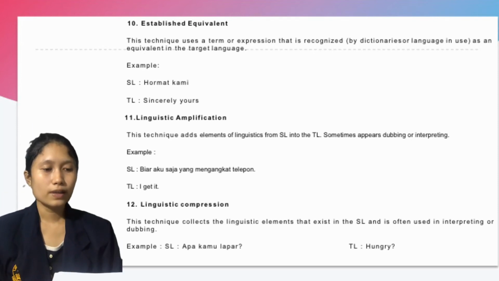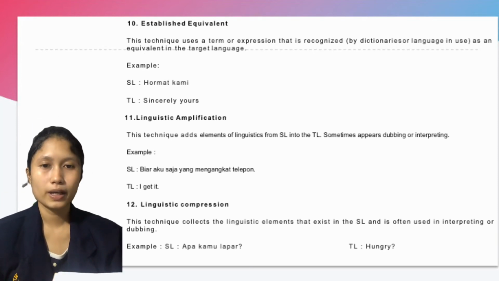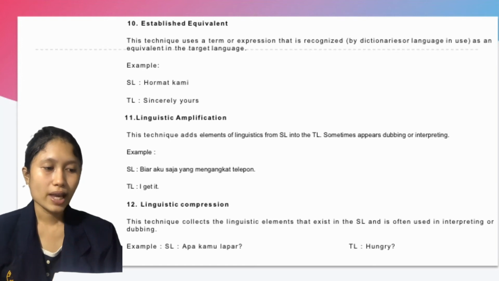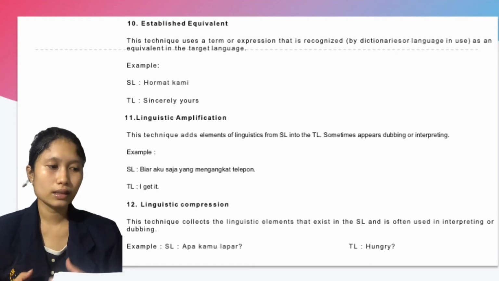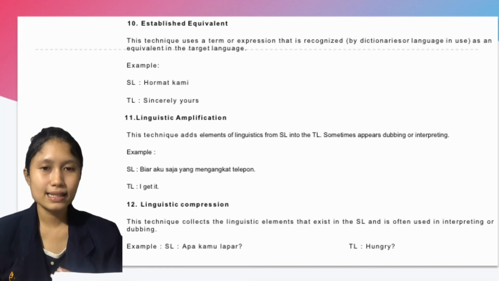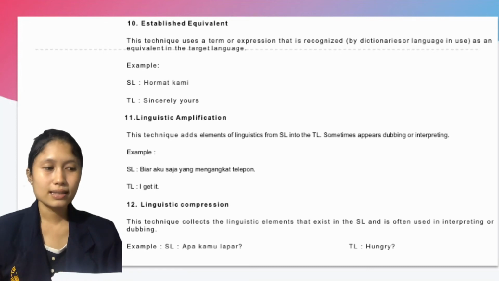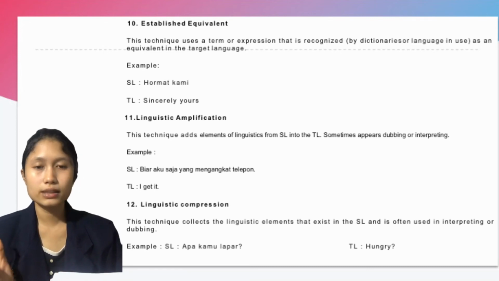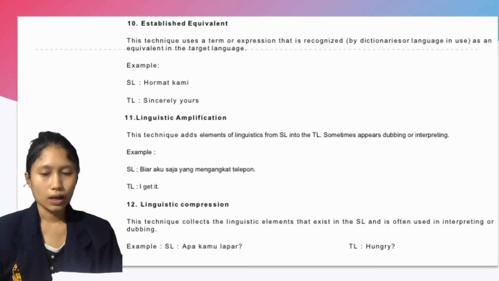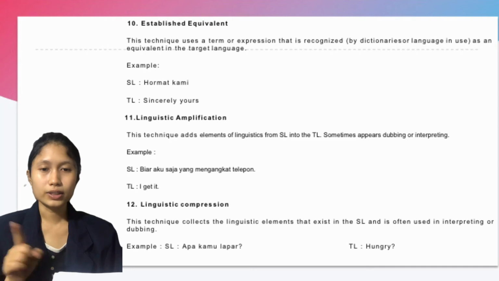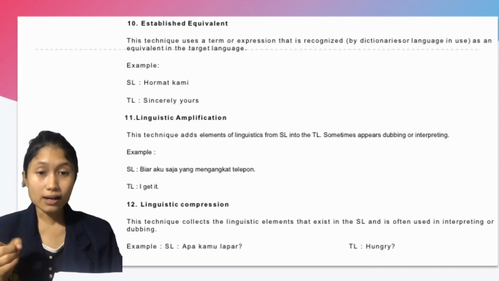The 12th is linguistic compression. This technique condenses the linguistic elements that exist in the source language. This technique is often used in interpreting or dubbing. Okay, for example, "apa kamu lapar?" into the target language is "hungry?"